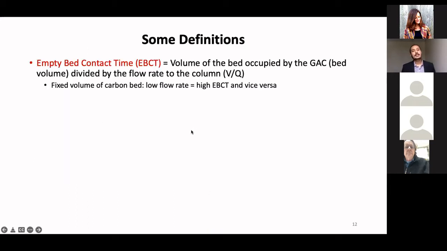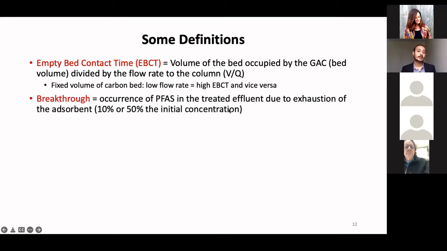So I would like to start with some definitions, because when I go through and summarize some of the existing studies for the treatment of PFAS, these are some terminologies that I would commonly use. The first one is empty bed contact time. This is essentially the amount of time the water spends in contact with your filter material. So for example, for a fixed volume of carbon, a granular activated carbon bed, a low flow rate would indicate a high empty bed contact time, and vice versa.